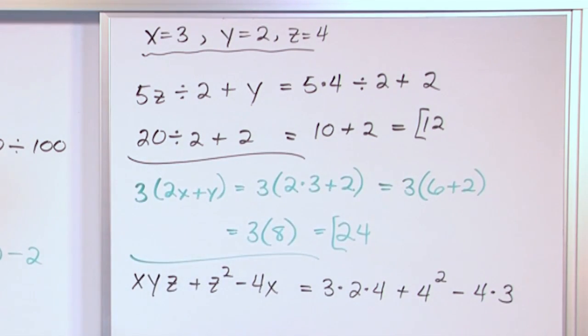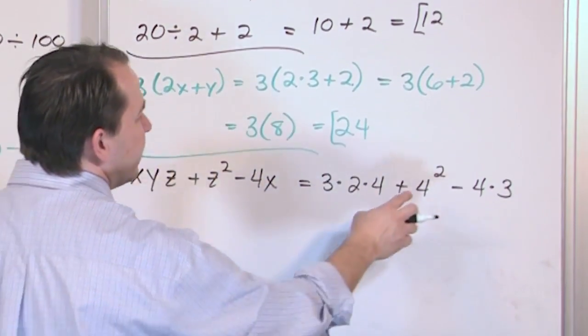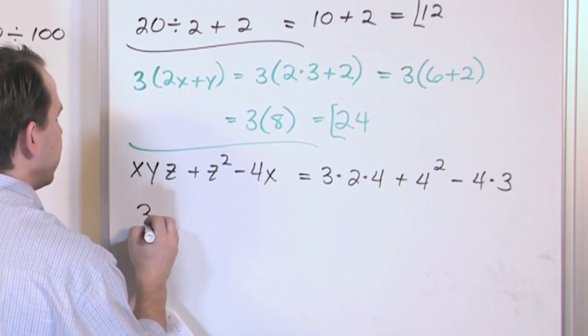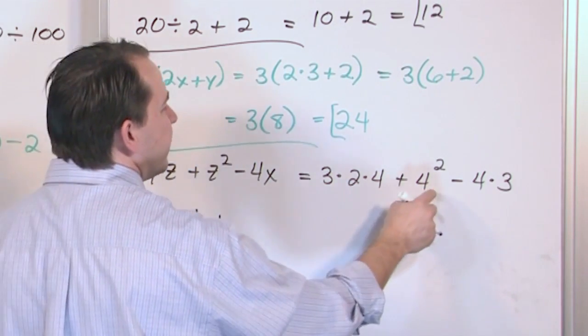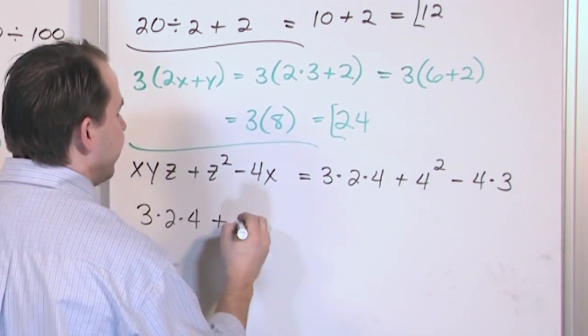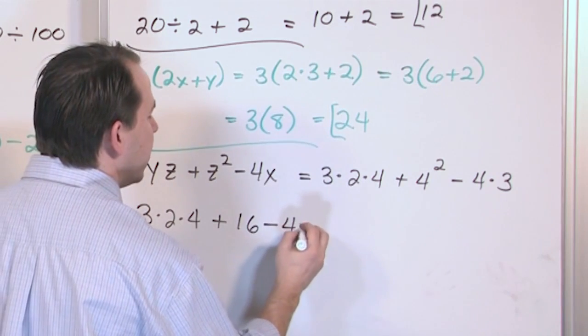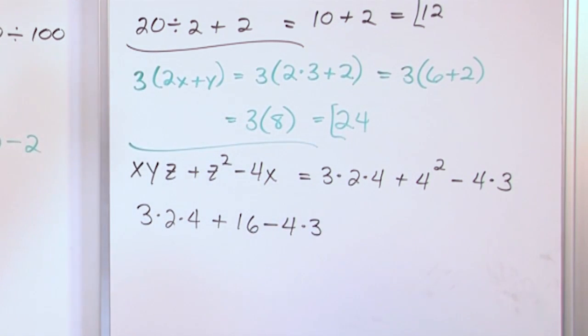So the first thing to check for is to see, do you have any parentheses? No, you don't. Do you have any exponents? Yes, you do. So do that one next. So we have 3 times 2 times 4. Don't mess with that stuff yet. What is this? 4 squared. 4 times 4 is 16. And keep everything else along for the ride. Don't do anything yet.